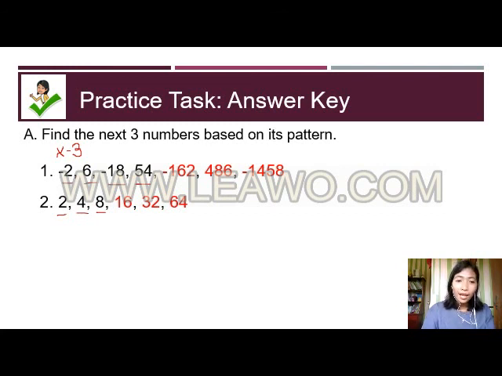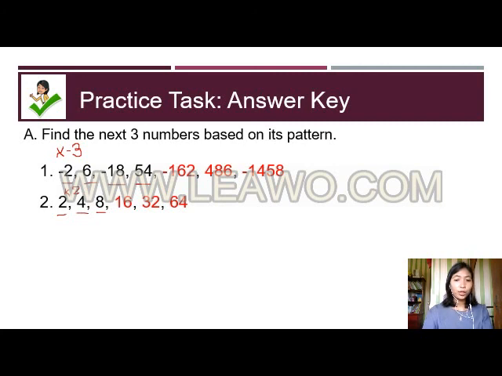So, to get now the next three terms, we have 8 times 2, 16, times 2, 32, times 2, 64. Okay? So, here we multiplied by 2. That is our pattern. Okay.